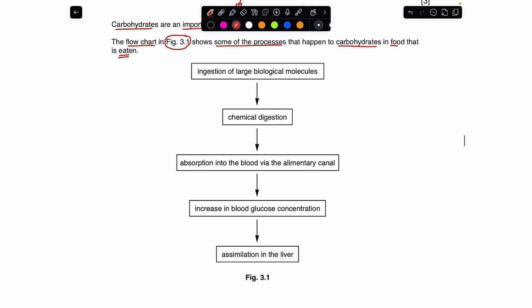The first thing is they say that there is ingestion of the large biological molecule, where we would simply be eating it up, like we would pick it up with the hands and place it in our mouth. Then they say that this undergoes chemical digestion, and by chemical digestion what we know is that the enzymes come into play and break down the food chemically into small molecules. Afterward, there happens to be the absorption of it into the blood via the alimentary canal, and there would be an increase in the glucose concentration. And then they say that this is the assimilation in the liver.